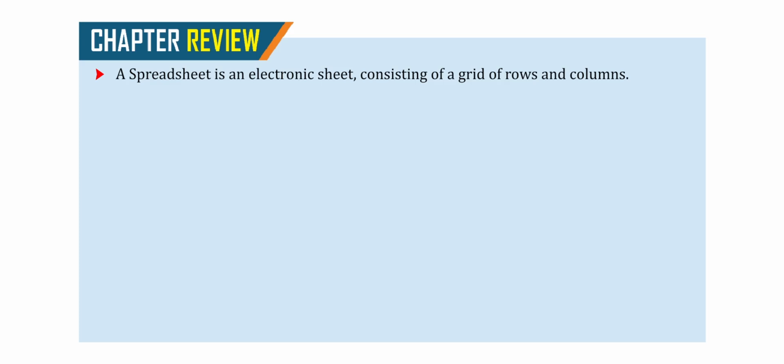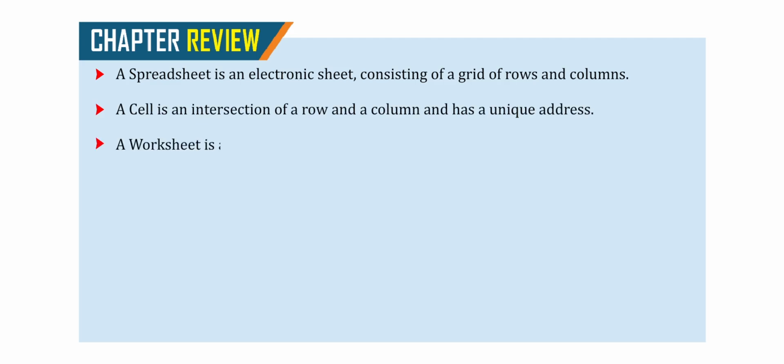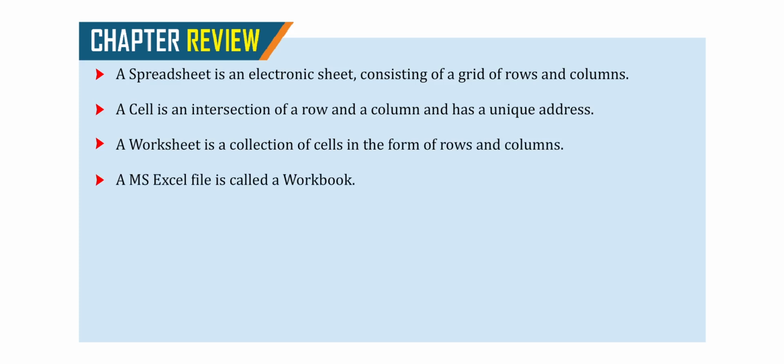Let us quickly have a look at the chapter review. A spreadsheet is an electronic sheet consisting of a grid of rows and columns. A cell is an intersection of a row and a column and has a unique address. A worksheet is a collection of cells in the form of rows and columns. A MS Excel file is called a workbook.